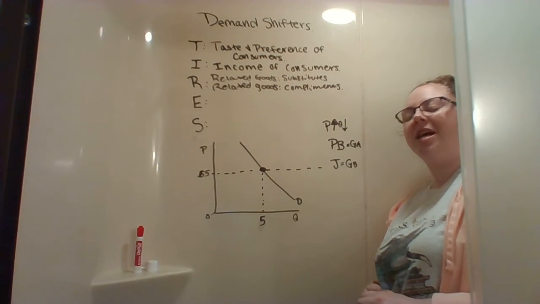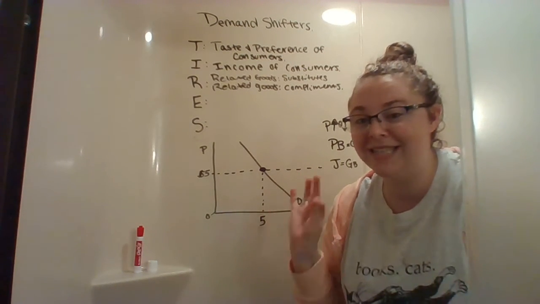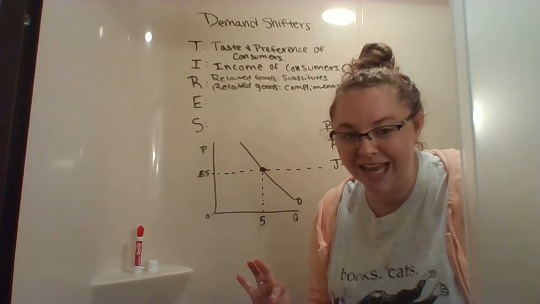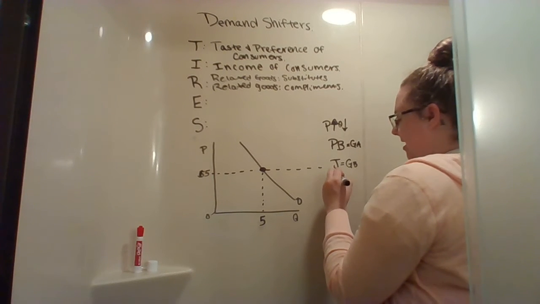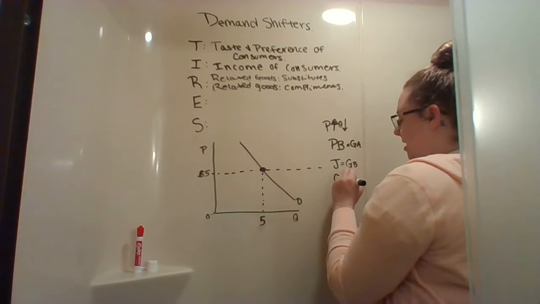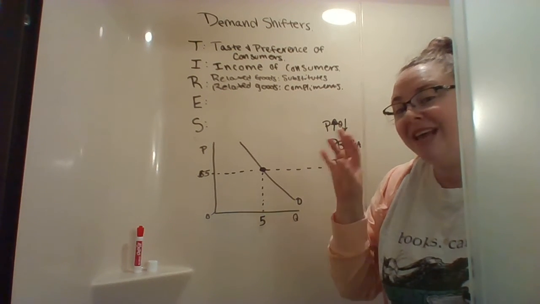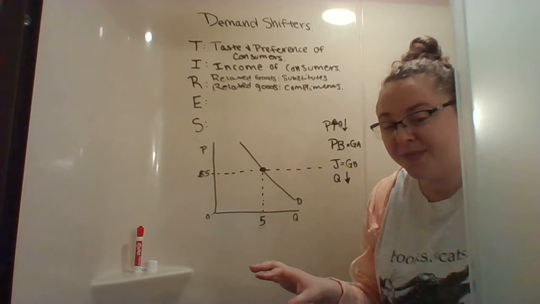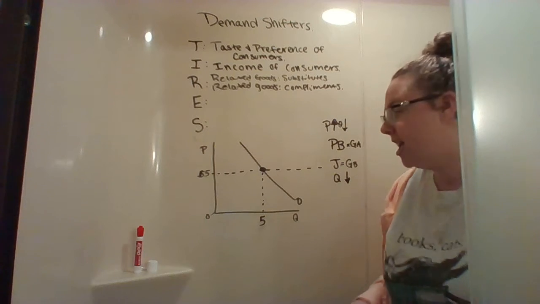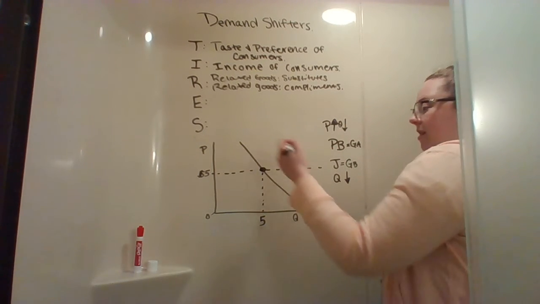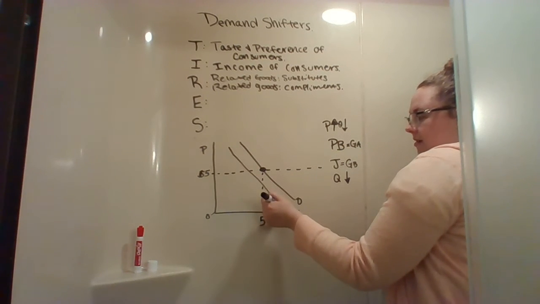Nothing is happening with jelly. However, if they are complements, what is going to happen for the quantity demanded of jelly? Demand for jelly is also going to decrease because remember they complement one another. So if we're buying less peanut butter, we're buying less jelly, okay? Again, this can be shown on the graph. A decrease moves to the left, right over here, okay?